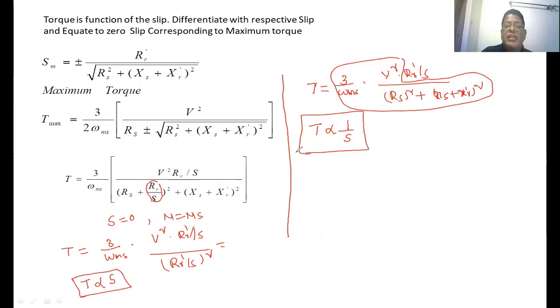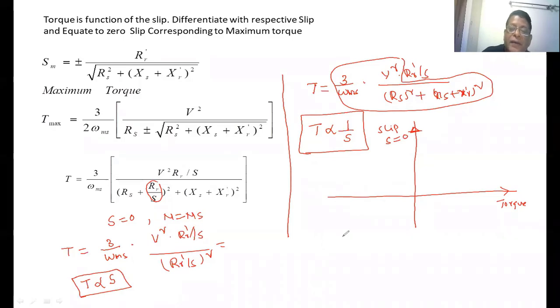So from this we can easily draw the characteristics of a three-phase induction motor. On the x-axis we have taken the torque, on the y-axis we have taken the slip. This is the slip corresponding to 0, meaning the motor will be running at synchronous speed. For low values of the slip, up to this value, the torque will increase in this manner. This is the slip corresponding to the maximum torque.